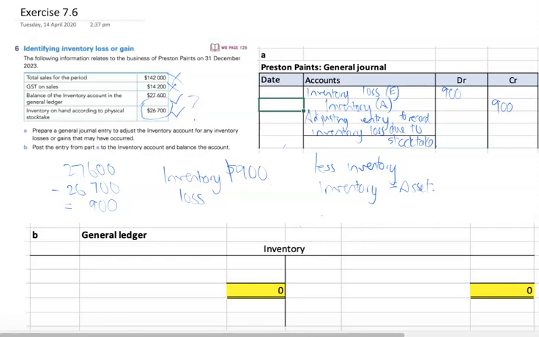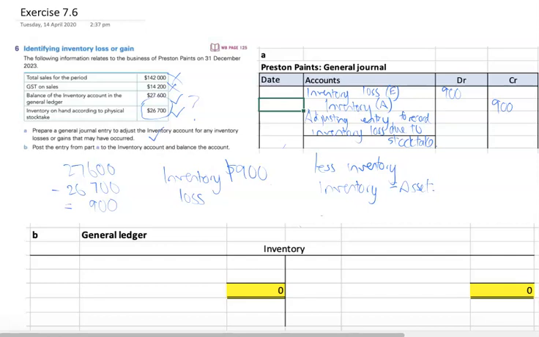So if we've done that correctly, we can absolutely tick off the first question. We've identified that there has been an inventory loss and we've recorded our debits and credits. Now we need to post the entry from part A. So pick up our general journal entry and put this in our inventory account and balance the account. So there's 2 components to that.